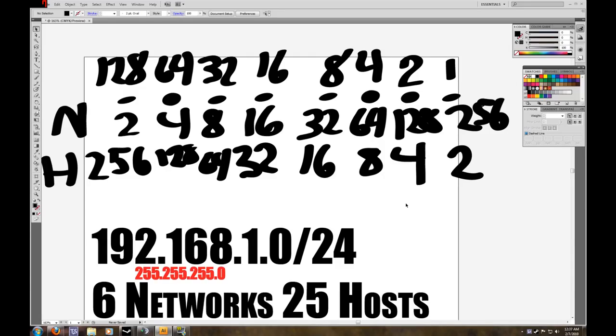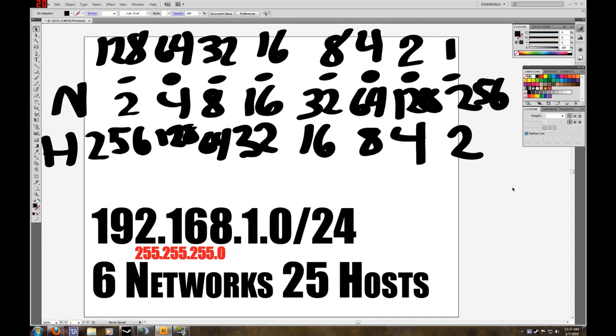But that's not what our boss wants. He wants 6 networks and 25 hosts for each network. So, what do we do next? Well, it's actually quite simple what we do.